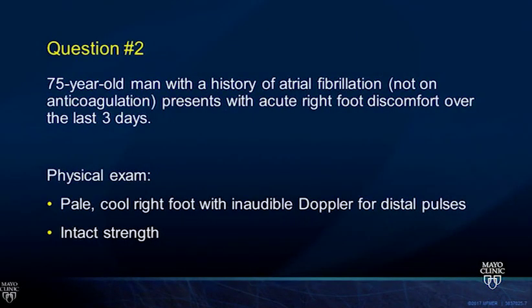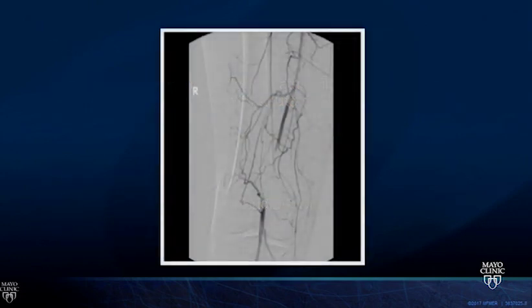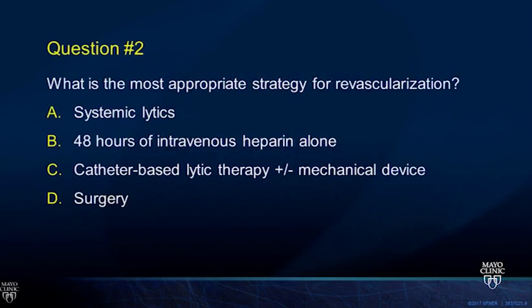Question number 2. A 75-year-old man with a history of AFib, not on anticoagulation, presents with an acute right foot discomfort over the last 3 days. On exam, he's got a pale, cool right foot with inaudible Doppler for distal pulses. He has intact strength. We have some squiggly lines. What is the most appropriate treatment strategy for revascularization? Is it systemic lytics, 48 hours of IV heparin alone, catheter-based lytic plus or minus a mechanical device, or surgery?